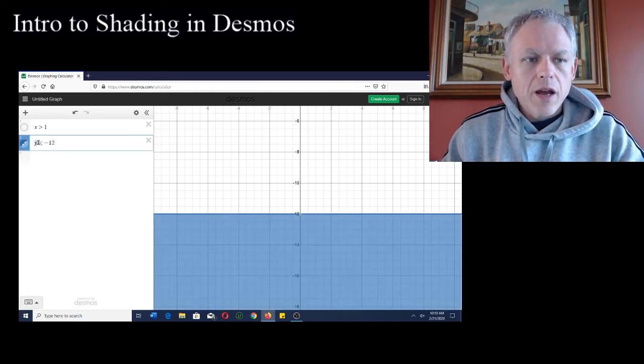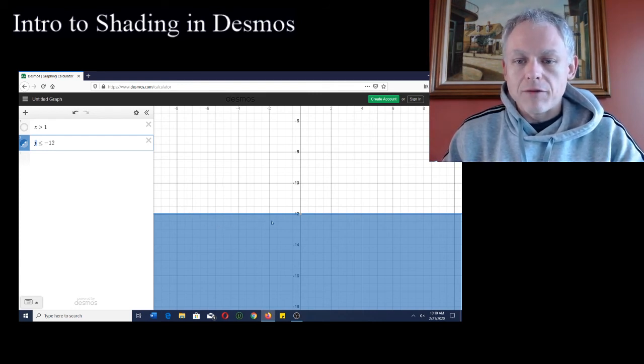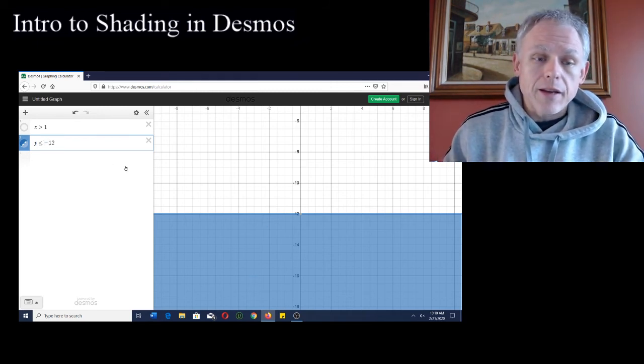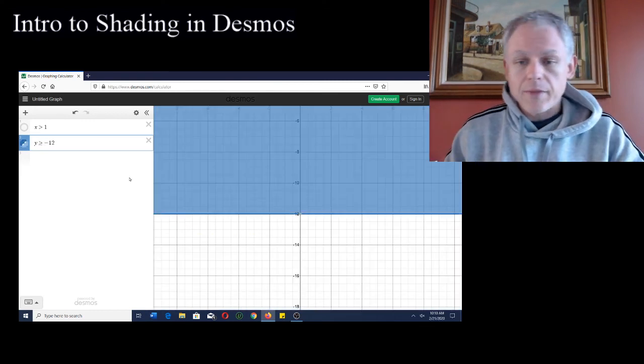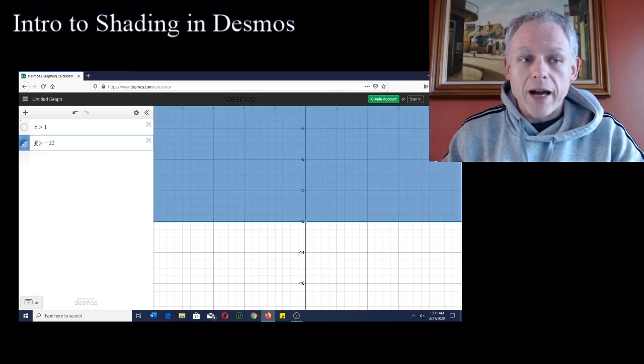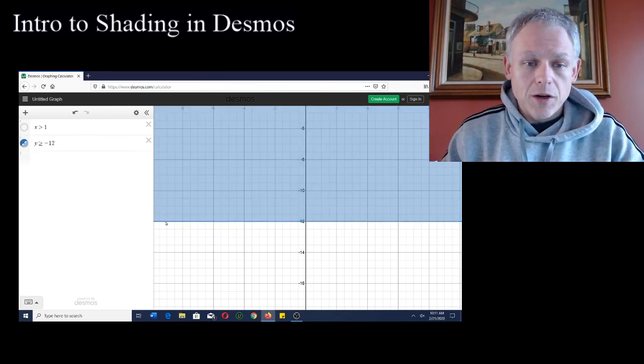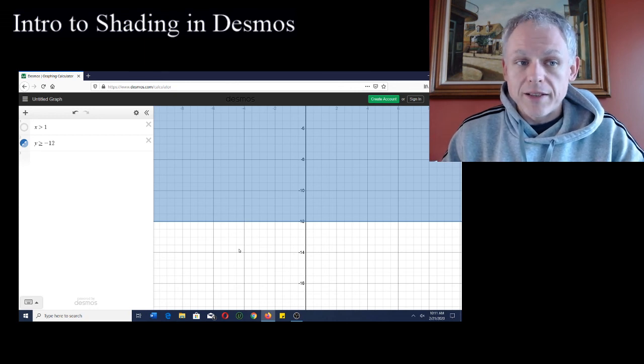But this says the solution is every point whose y coordinate is equal to minus 12 or less than minus 12. So Desmos shades the horizontal line right at y equals minus 12, and then everything below it. Now, if I wanted everything above it, I just have to flip the inequality. And you can see the same thing happens. Now it's saying that the solution is every y that's bigger than or equal to minus 12. So Desmos draws a solid blue horizontal line at minus 12, and then it shades every single point above it.